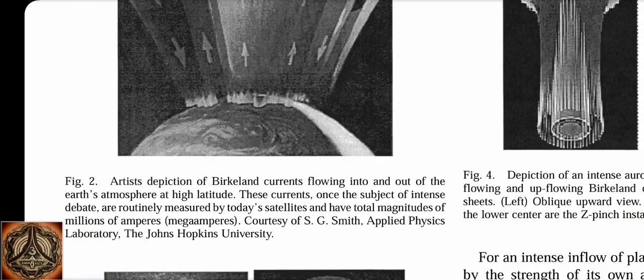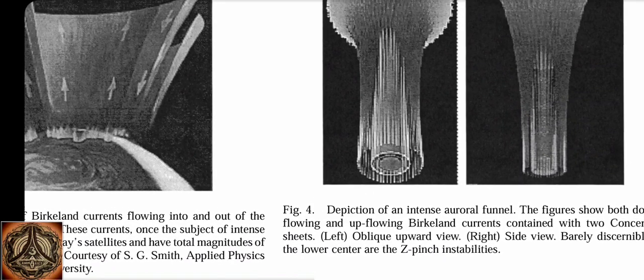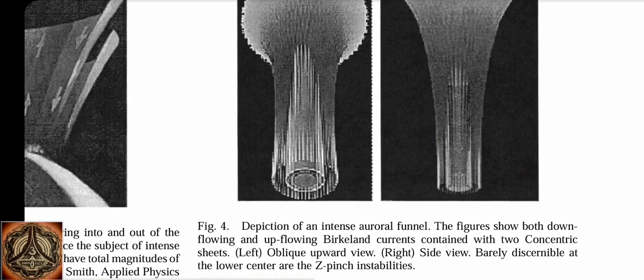Artist's depiction of Birkeland currents flowing into and out of the Earth's atmosphere at high latitude. These currents, once the subject of intense debate, are routinely measured by today's satellites and have total magnitudes of millions of amperes, mega-amperes. Depiction of an intense auroral funnel. The figure shows both downflowing and upflowing Birkeland currents contained within two concentric sheets. Oblique upward view, right side view, barely discernible at the lower center are the C-pinch instabilities.